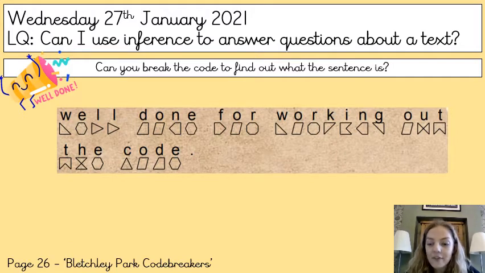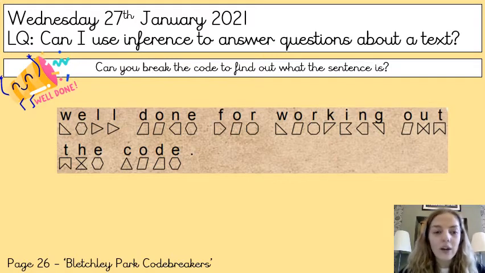So pause here, have a go, and then press play when you are ready. Okay, so if you have broken the code successfully, your sentence should say, well done for working out the code. So round of applause to all of you.